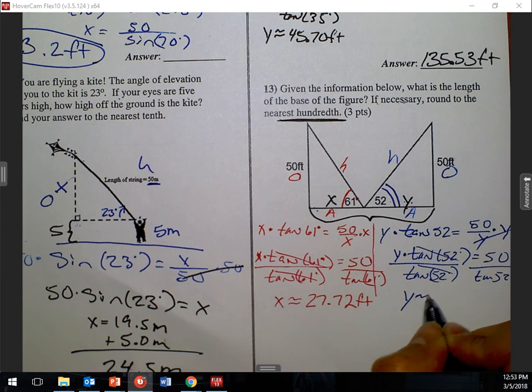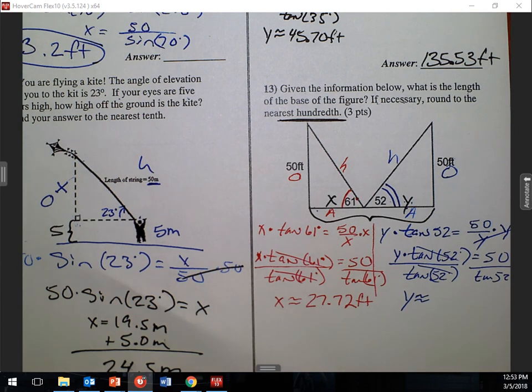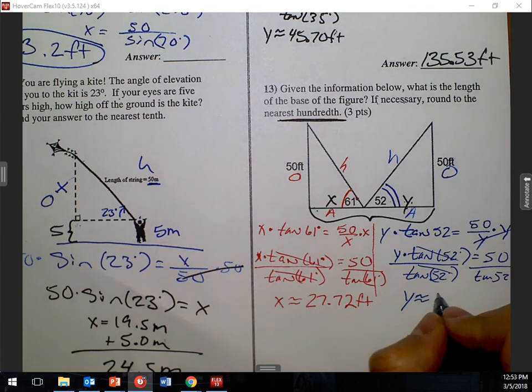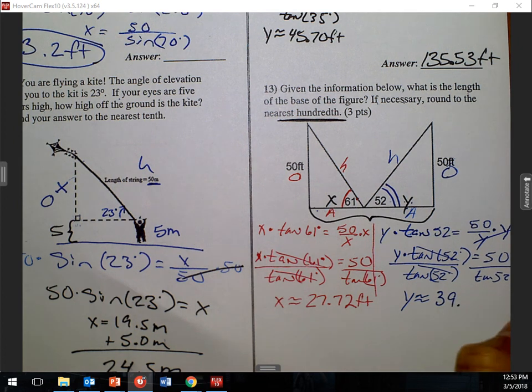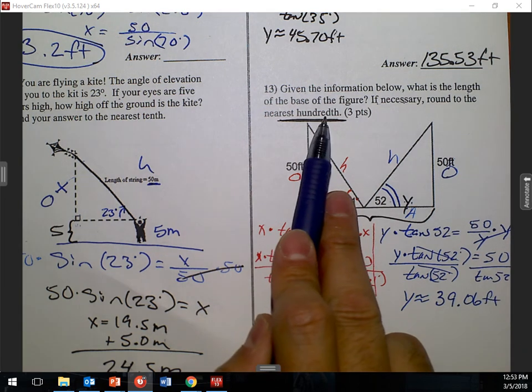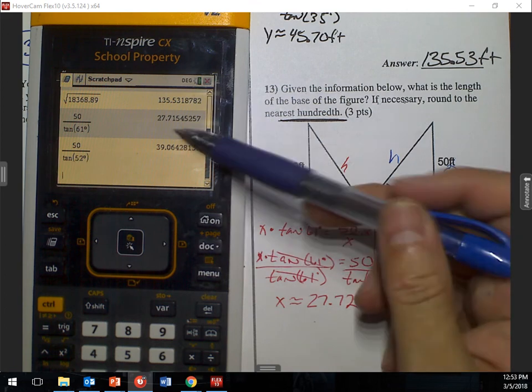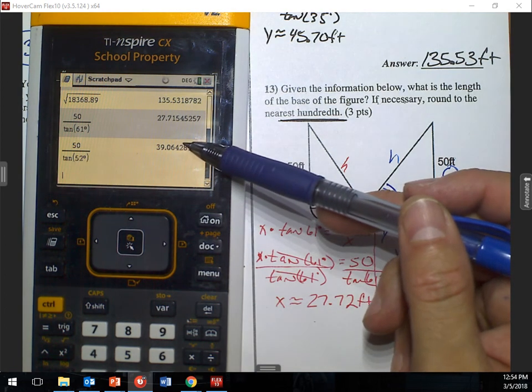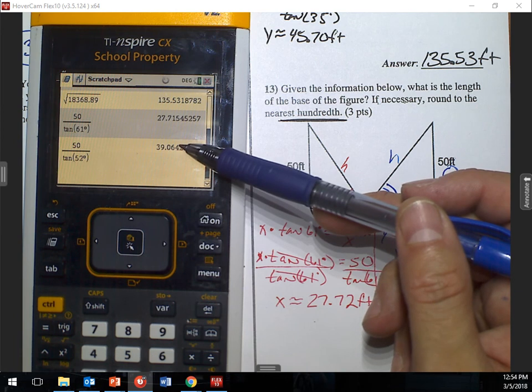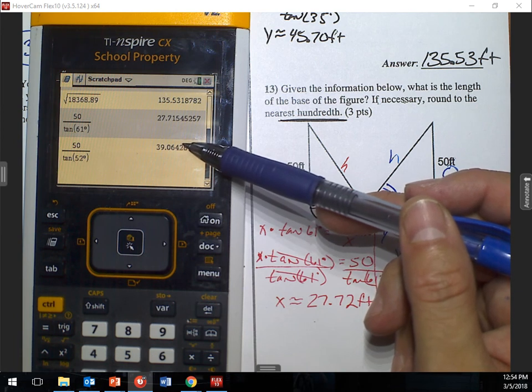So y is going to be about, what is it? I heard it. 39.06. Why is it 06? 100. 100 is two place values, right? So let's look at it here. It says 06 and the 6 is in the hundredths place. So I have to show that. The 4 does not make that one go up, does it? No, 4 doesn't round up, it rounds off.